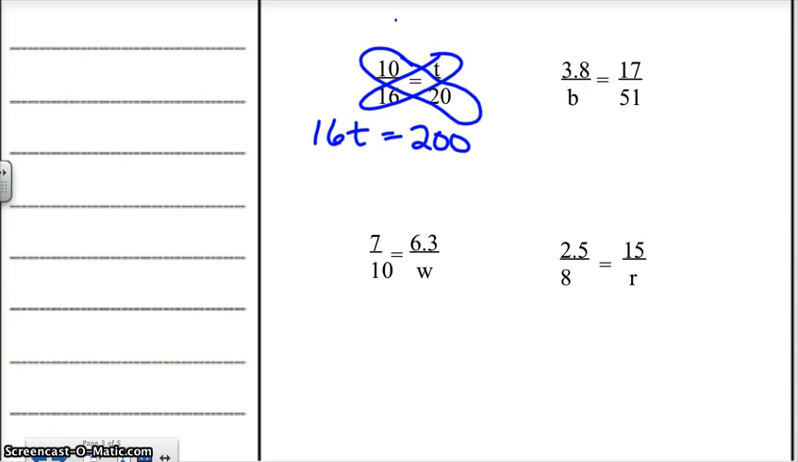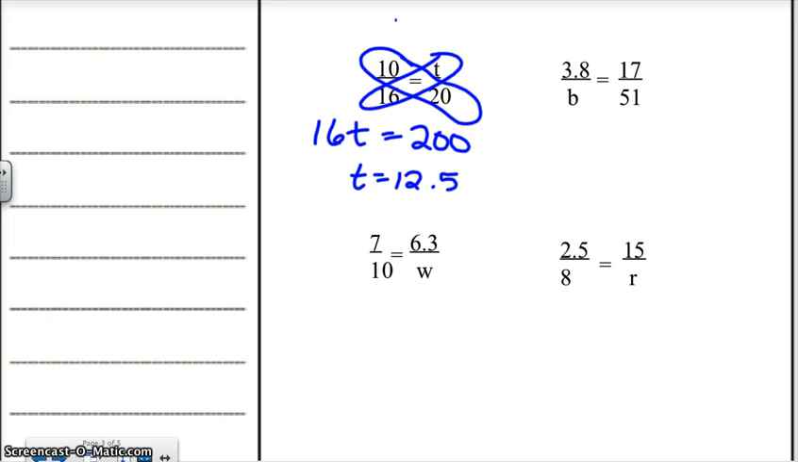In solving, how would I get rid of this 16? I would divide. So I'm going to say t equals 200 divided by 16. t is 12.5.